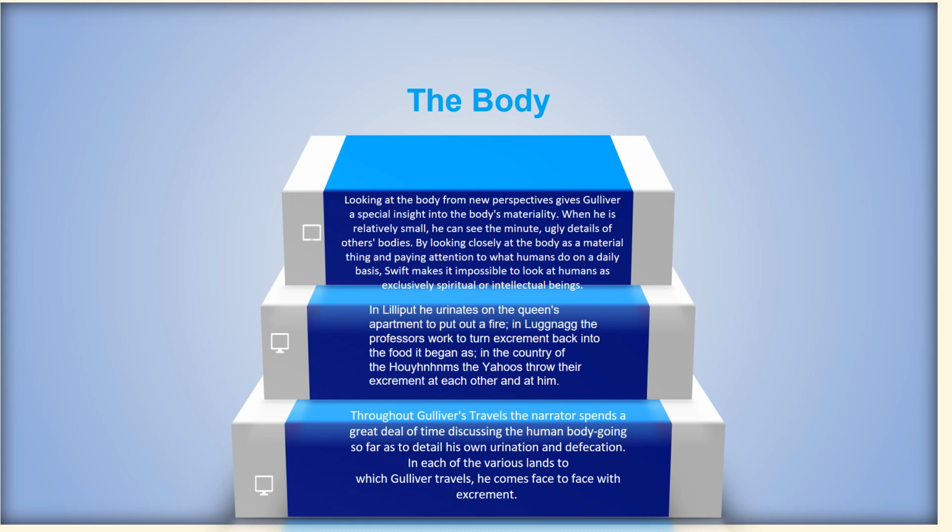When he is small, he can see the minute details of others' bodies. By looking closely at the body as a material thing and paying attention to what humans do on a daily basis, Swift makes it impossible to look at humans as spiritual or intellectual beings.